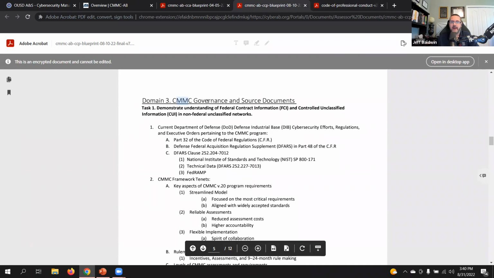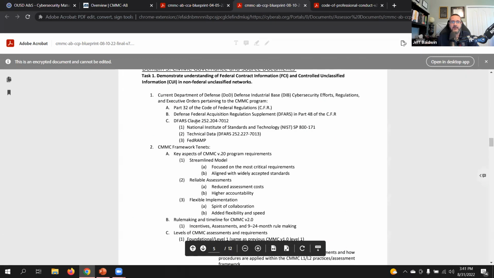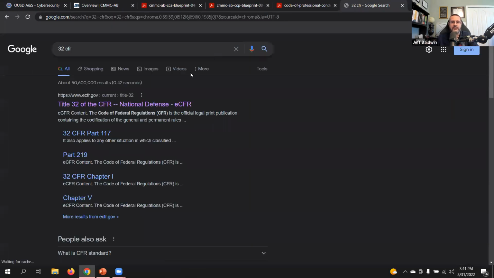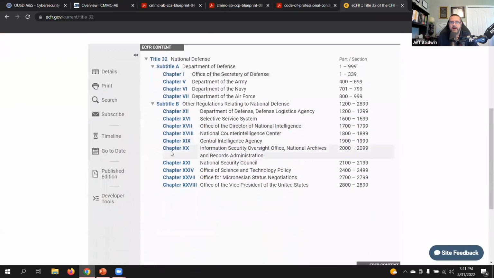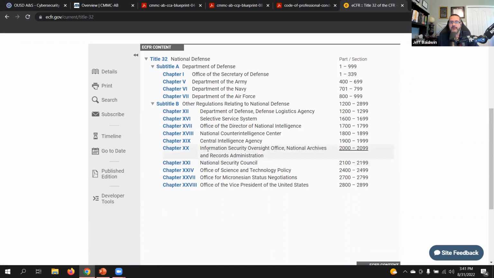Domain 3, CMMC government and source documents. We're going to hit on that one a little earlier. We'll be going over here just to show you where they are. So current efforts, part 32 of CFR. I think they might mean 32 CFR part 2002. So you could just go to 32 CFR, and down here, 2002, it's going to fall under the grouping of the Information Security Oversight Office of the National Archives and Records Administration.